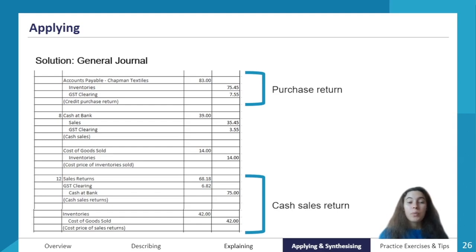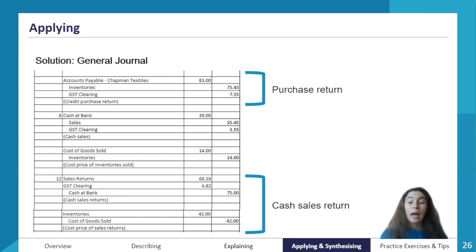We've got a purchase return here. So not only do you need to be able to do credit and cash purchases, but also any returns that you have as well. So we've got this accounts payable going down, and because we're returning inventories to Chapman Textiles, our accounts payable, what we owe them, is going down. The inventories is also going down because we would be returning that purchase to them.